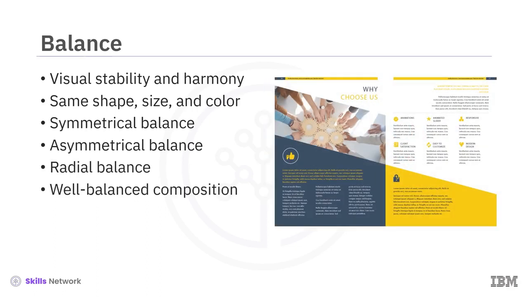For example, on a web page, you can place a large image on the left side and a smaller image or text on the right. This asymmetrical arrangement in size and positioning creates a well-balanced composition.